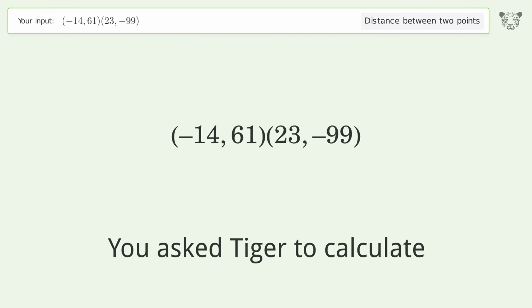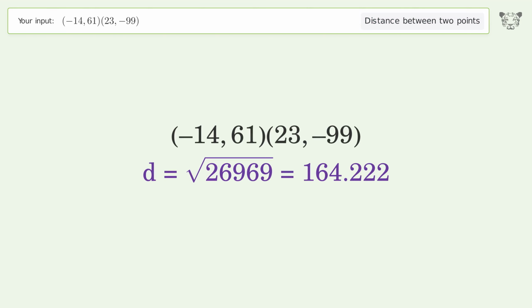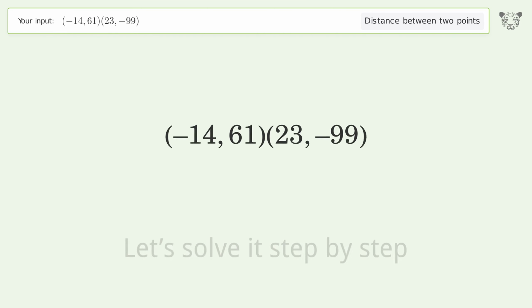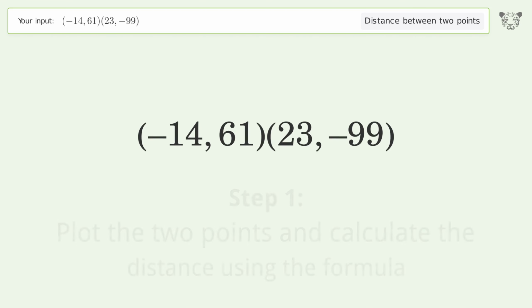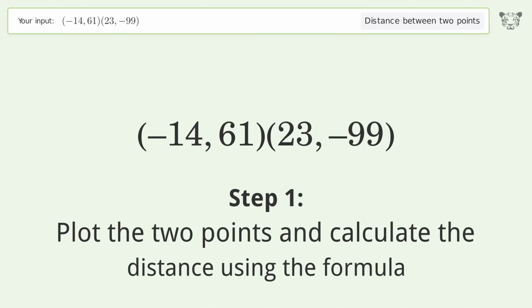You ask Tiger to calculate. This deals with the distance between 2 points. The distance between the 2 points is the square root of 26,969 or 164.222. Let's solve it step by step. Plot the 2 points and calculate the distance using the formula.